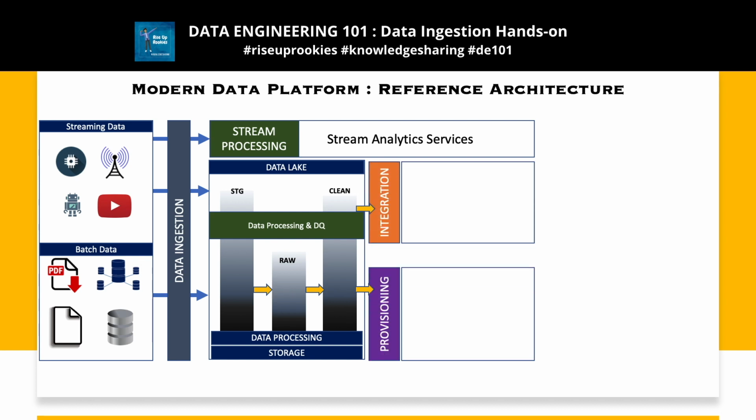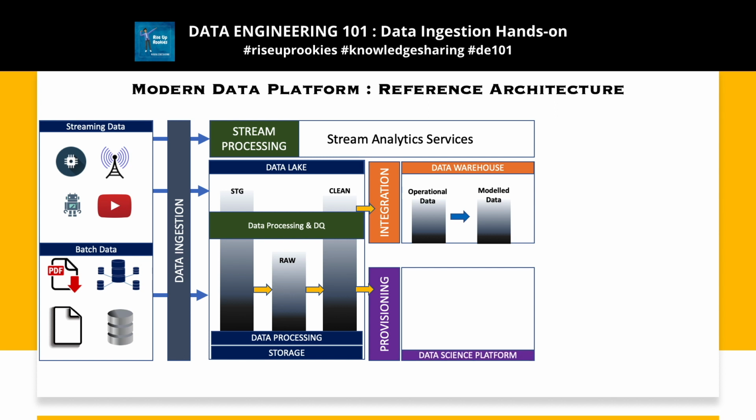So it will have an integration layer. Here we have a data warehouse in this architecture. The data warehouse will deal only with your structured data. So the operational data from the clean layer will be used in the data warehouse, which will then be transformed into modeled data or conformed data. And similarly, the data from the clean layer will be provisioned for the data science platform, where the scientists will also consume data from the data warehouse, where they will prepare the models, train the models and prepare some ML outputs out of it.